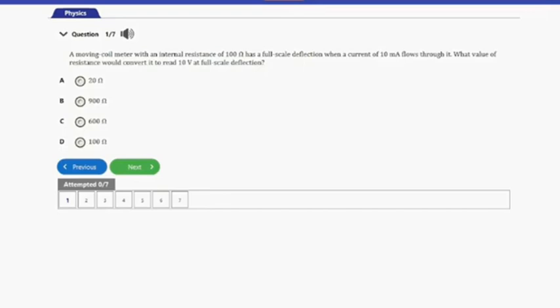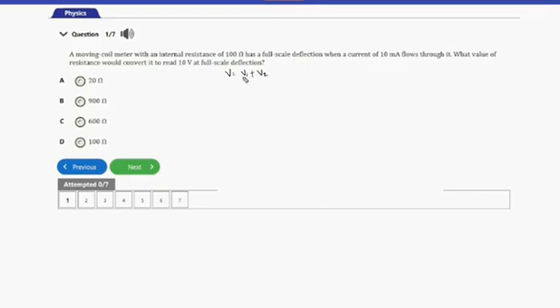So guys, in order to convert this millicurrent meter, or let's say galvanometer, to a voltmeter, we are simply going to connect it to a series resistor, actually a multiplier, which is a high value resistor in series. So it means that the voltage across the system will be the sum of the voltages across the moving coil meter and that of the external resistor.